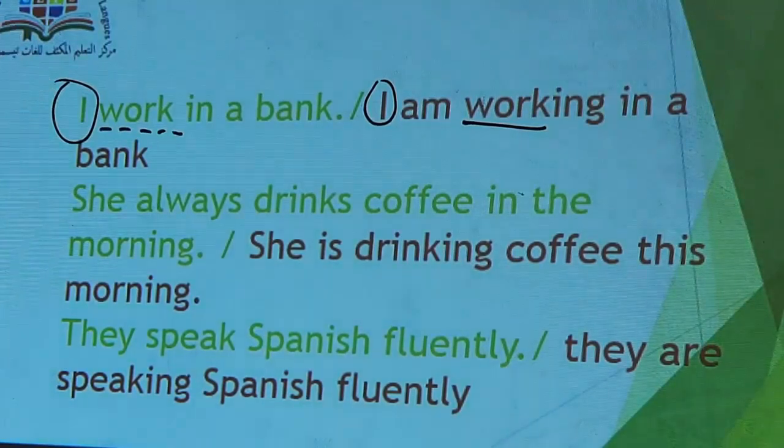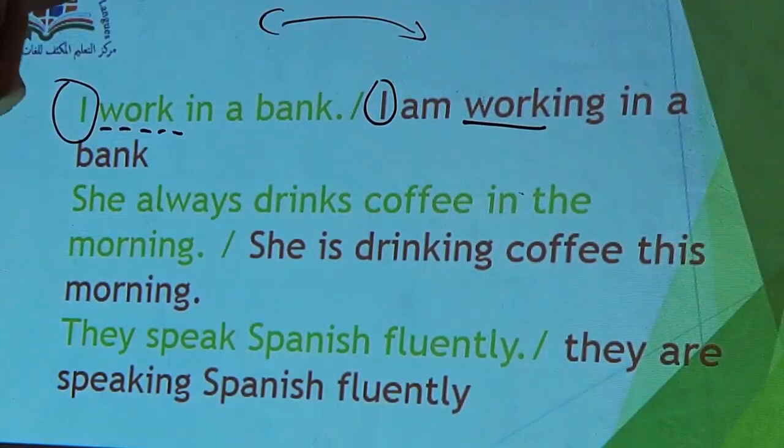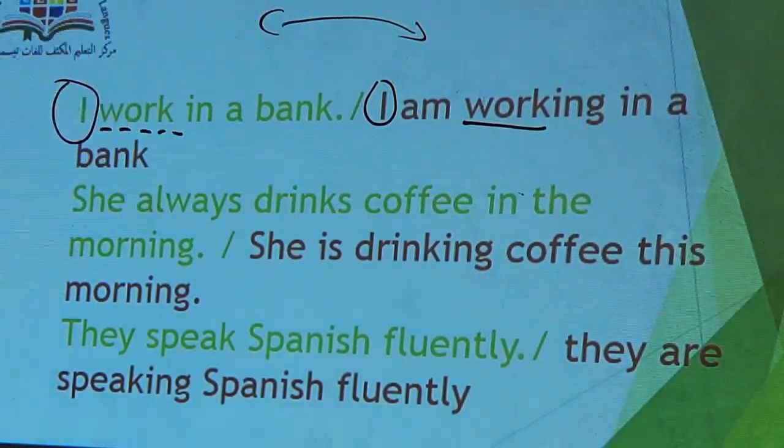When I say I work in a bank, it is a fact about me, or it is a general truth about me, or it is maybe a permanent situation. When I say I am working in a bank, it means currently I am working in a bank, maybe tomorrow, I don't know. Or maybe now I am working in a bank. I hope you have understood the difference between the two sentences. You can find in only one sentence different functions, the 3 functions that we have mentioned.